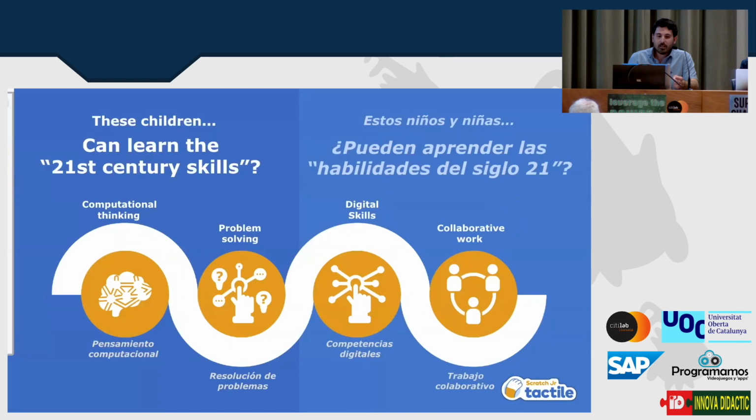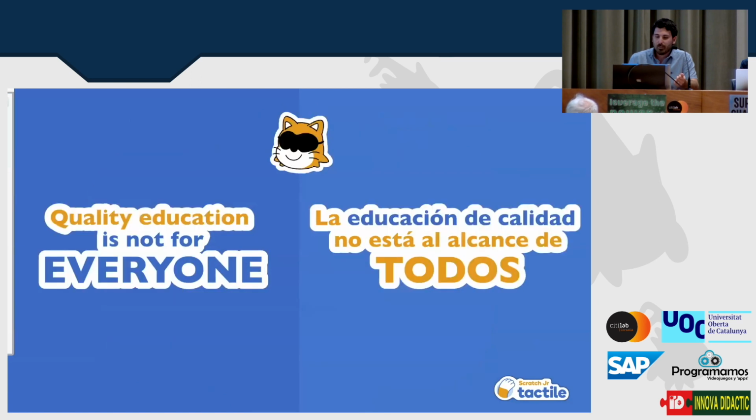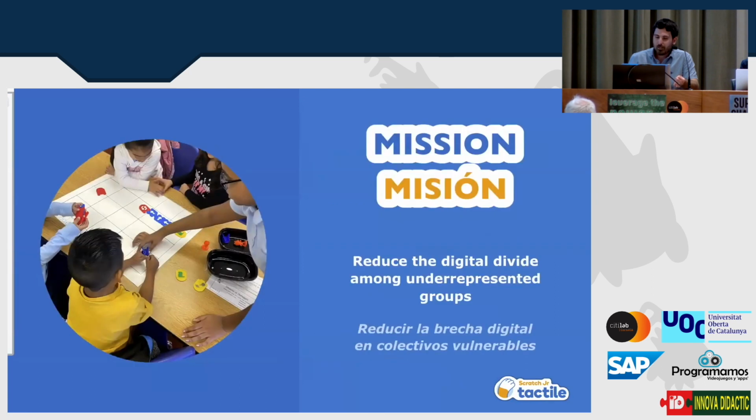So how can these children develop 21st century skills? Computational thinking, problem solving, digital and collaborative skills, among others. Children like Chloe, David, Marisol, Musa, Elizabeth, and a lot of children you probably know. So quality education is not for everyone. This is why our mission is to reduce the digital divide among underrepresented groups.